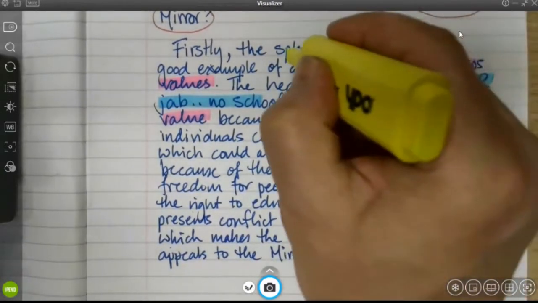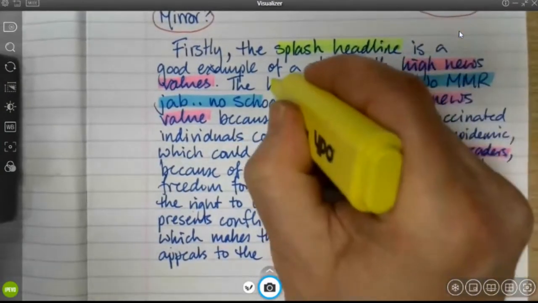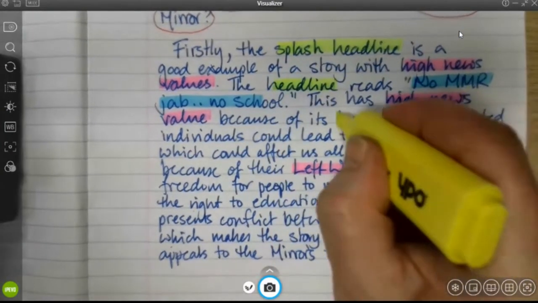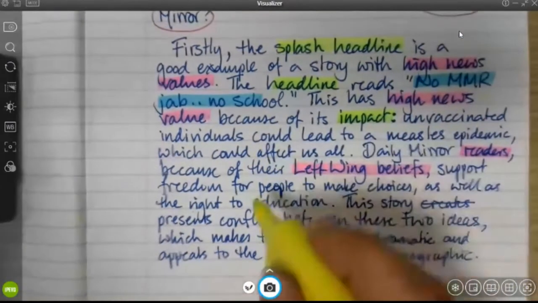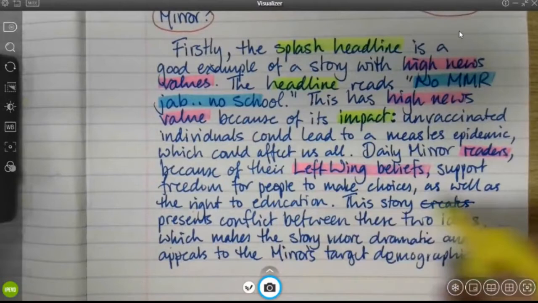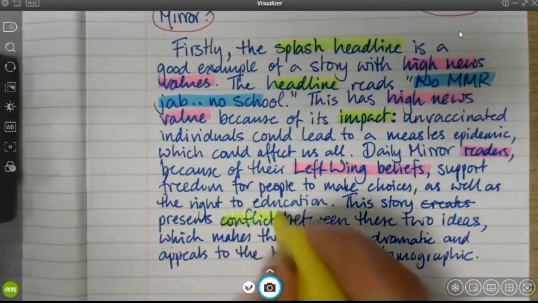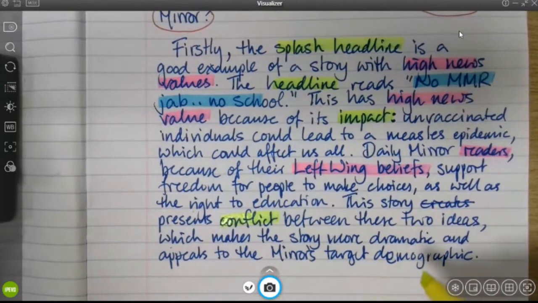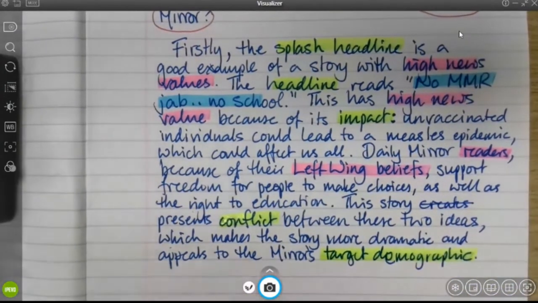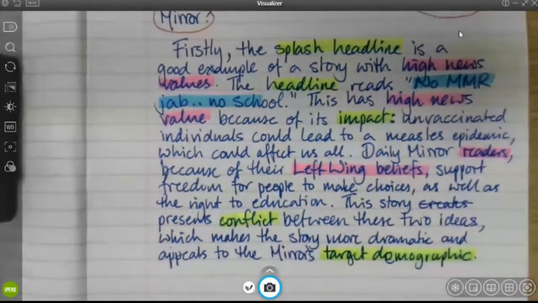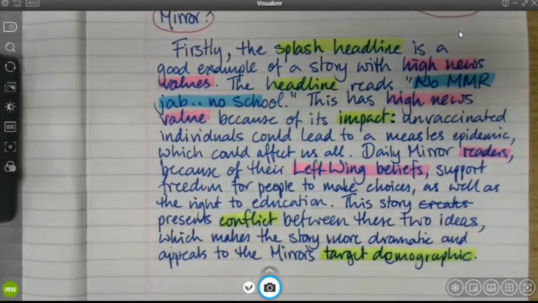The main thing that we've got in here is an awful lot of terminology. So we're talking about the splash headline, the headline. We've got impact, Daily Mirror, as well as presents conflict, which is another news value, and we're talking about the target demographic. So I think you can see that this answer basically does everything that it's got to do. It's talking about news values, it's applying those news values, it's explaining how those news values attract an audience, it's using terminology, and it's making specific reference to the front page.